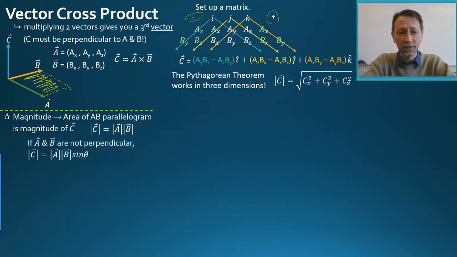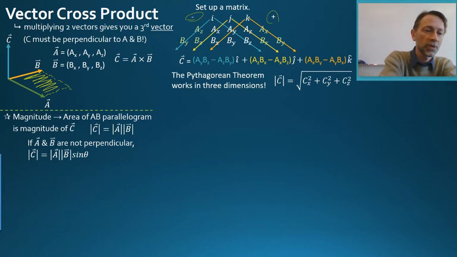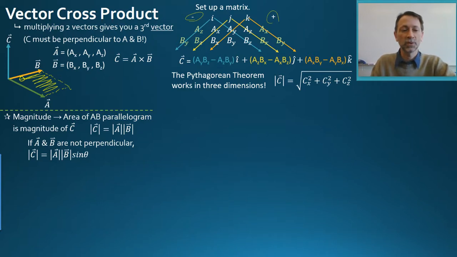If they are not perpendicular to each other, the area of the parallelogram is AB sine theta, where theta is this angle here that is between A and B, the angle between A and B.